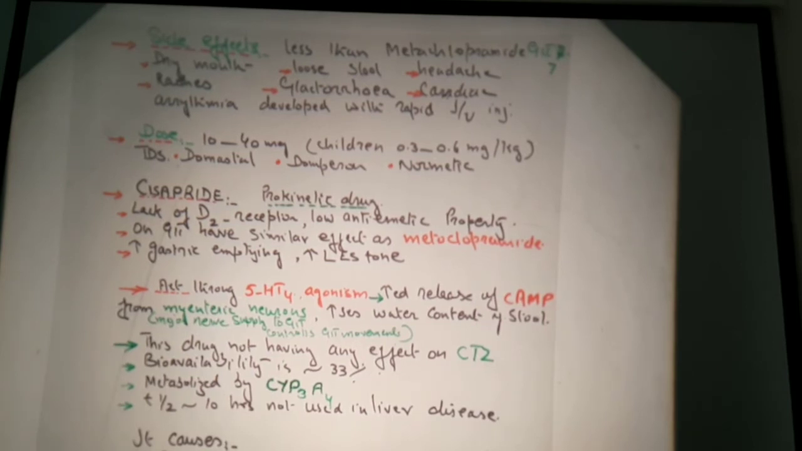galactorrhea, cardiac arrhythmia developed with rapid IV injection. So that's why if the injection is required intravenously, it should be given in the form of infusion, and the infusion will be very slow, otherwise abnormal heartbeat occurs that is known as arrhythmia. Now dose 10 to 40 milligram, in children 0.3 to 0.6 milligram per kg body weight, given thrice a day.